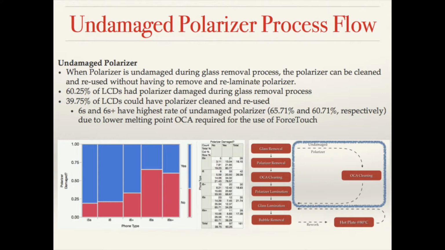This allowed the LCDs to follow an alternative process flow as illustrated on the right, where the LCD would simply undergo OCA cleaning process and forego the polarizer removal and polarizer lamination processes. This allowed a cycle time reduction of around 2 minutes to be achieved from the alternative process flow, as well as save the consumable cost of the polarizer film. Not to mention, this also saved the LCD from the fallout associated with the polarizer removal and lamination processes.